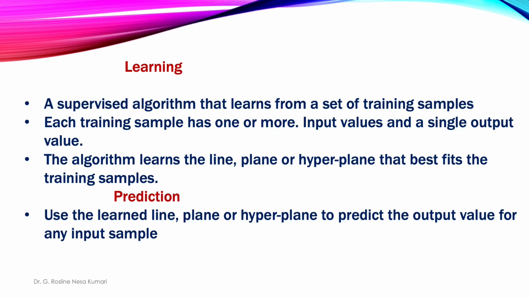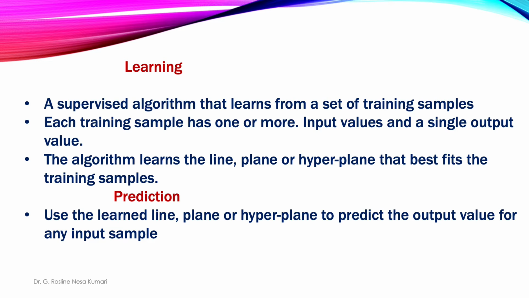So in this machine learning algorithm, what is learning? The supervised algorithm learns from a set of training samples. Each sample has one or more input values and a single output value. However many x values there are, what we get is a single value only. The y value is a single value.